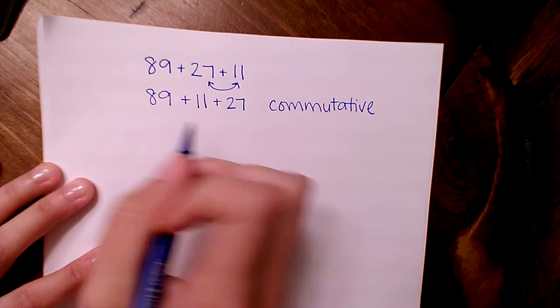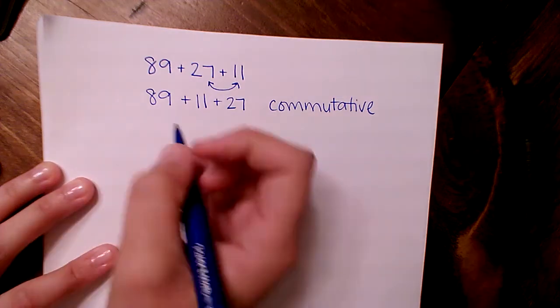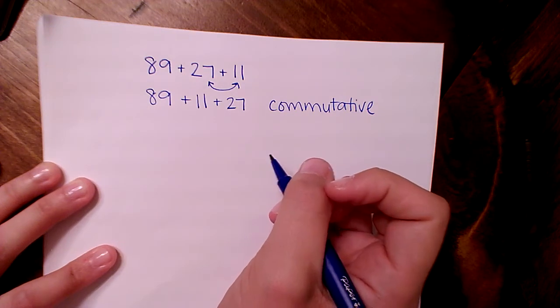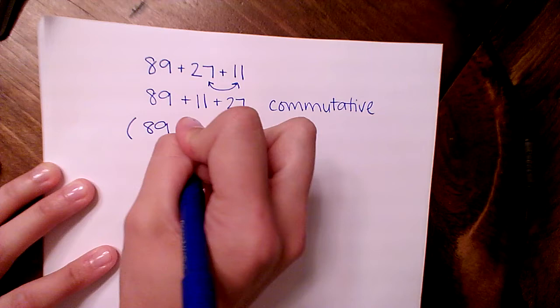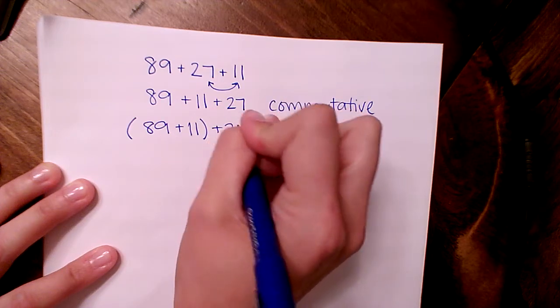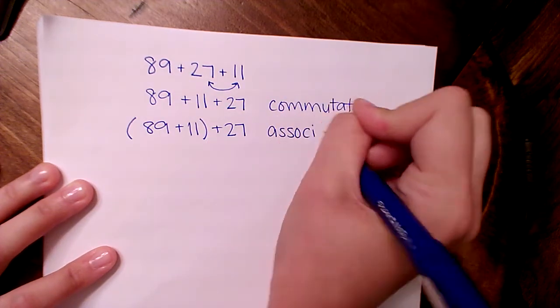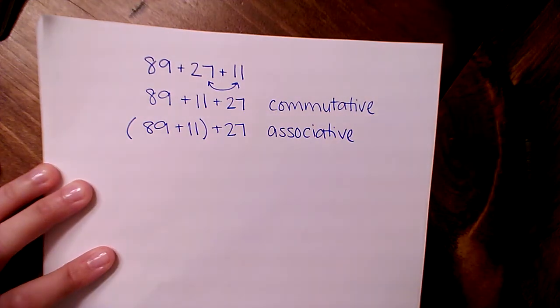Now, with this, I can throw in the associative property of addition by figuring out which 2 numbers I want to add first and putting parentheses around them. So I'm going to choose to do 89 plus 11 first and put those into parentheses. So that was using the associative property of addition because of the plus signs in the problem.